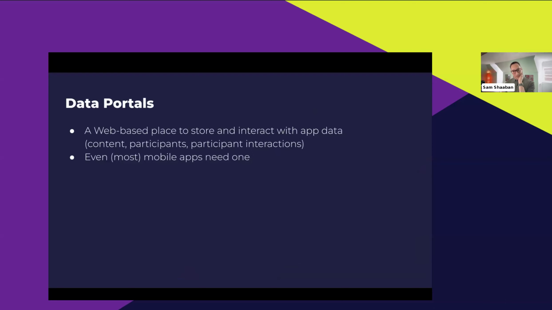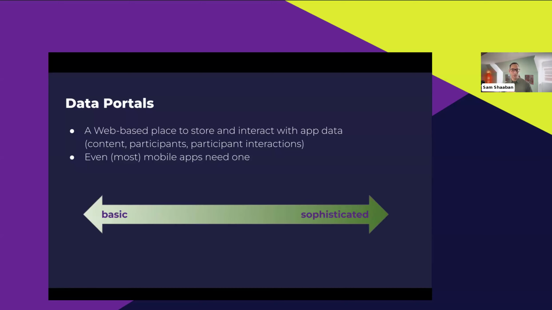All right. Next ingredient on the planning list, data portals. Most apps will require some sort of web-based portal where you can store information about participants or content that you're going to deliver via that app, or gather data into one place so you can aggregate that data somewhere. So even mobile apps need this. It's not just a mobile app that lives on the phone, but there's got to be some sort of portal that lives on a web server somewhere.